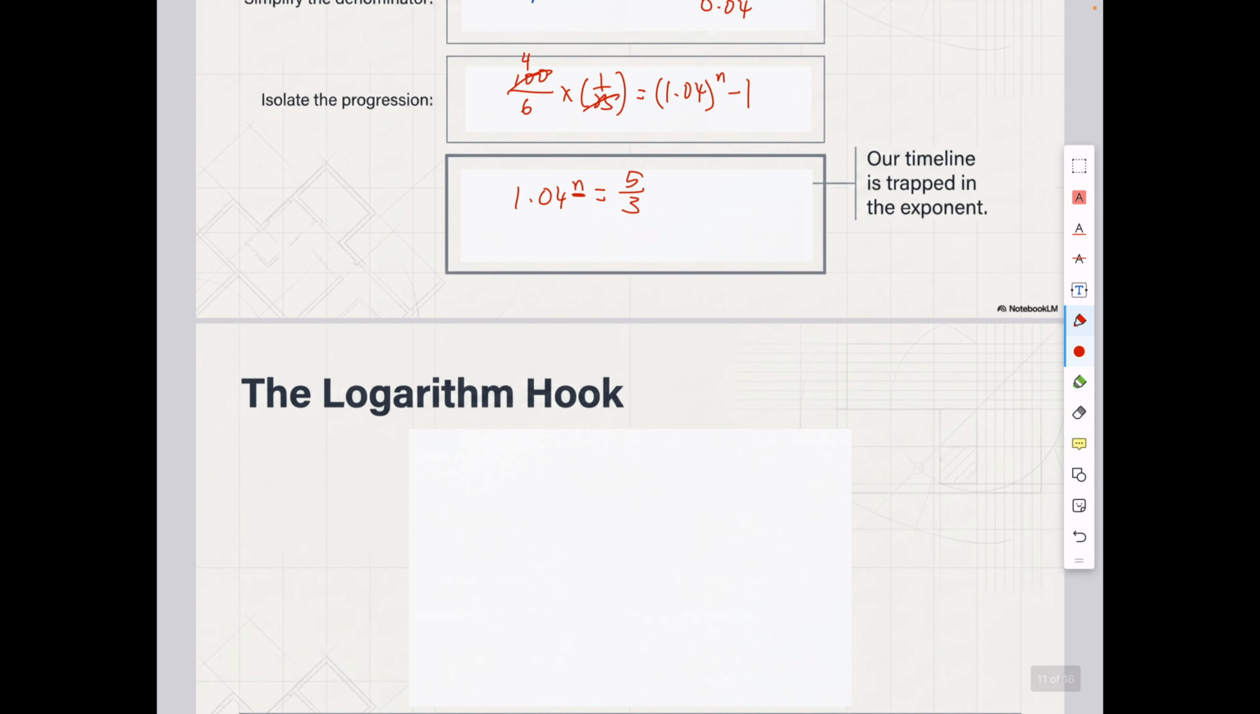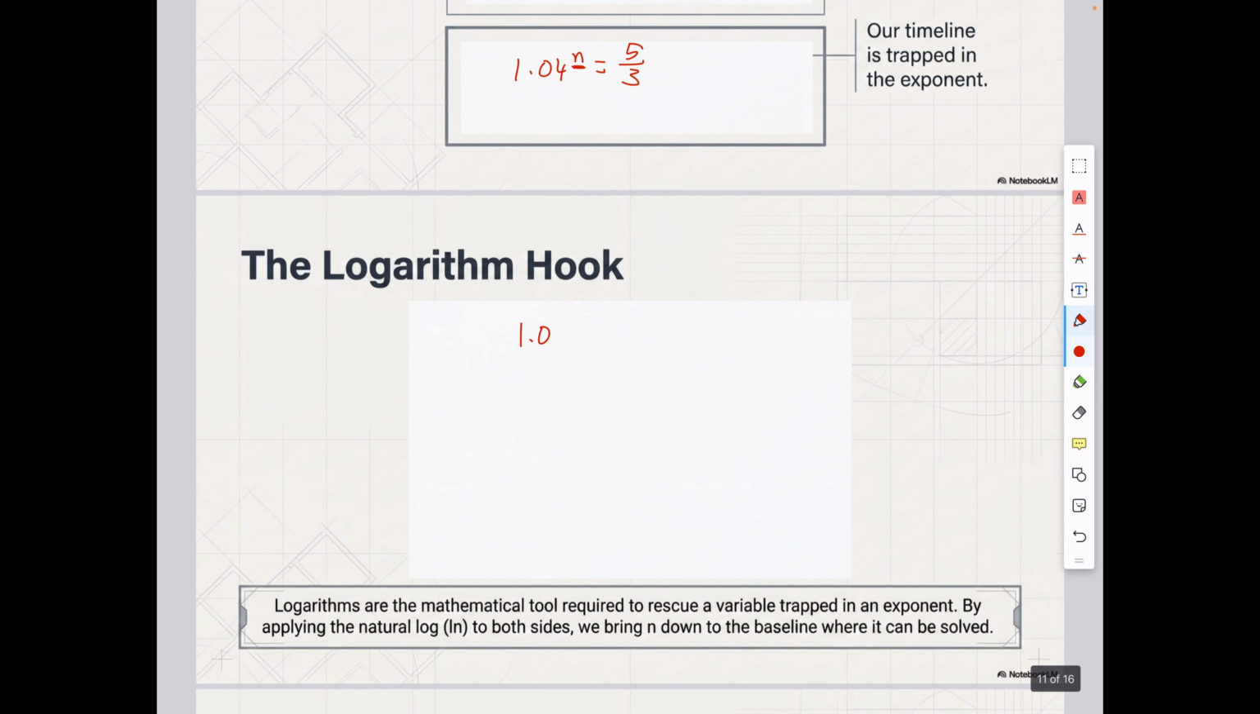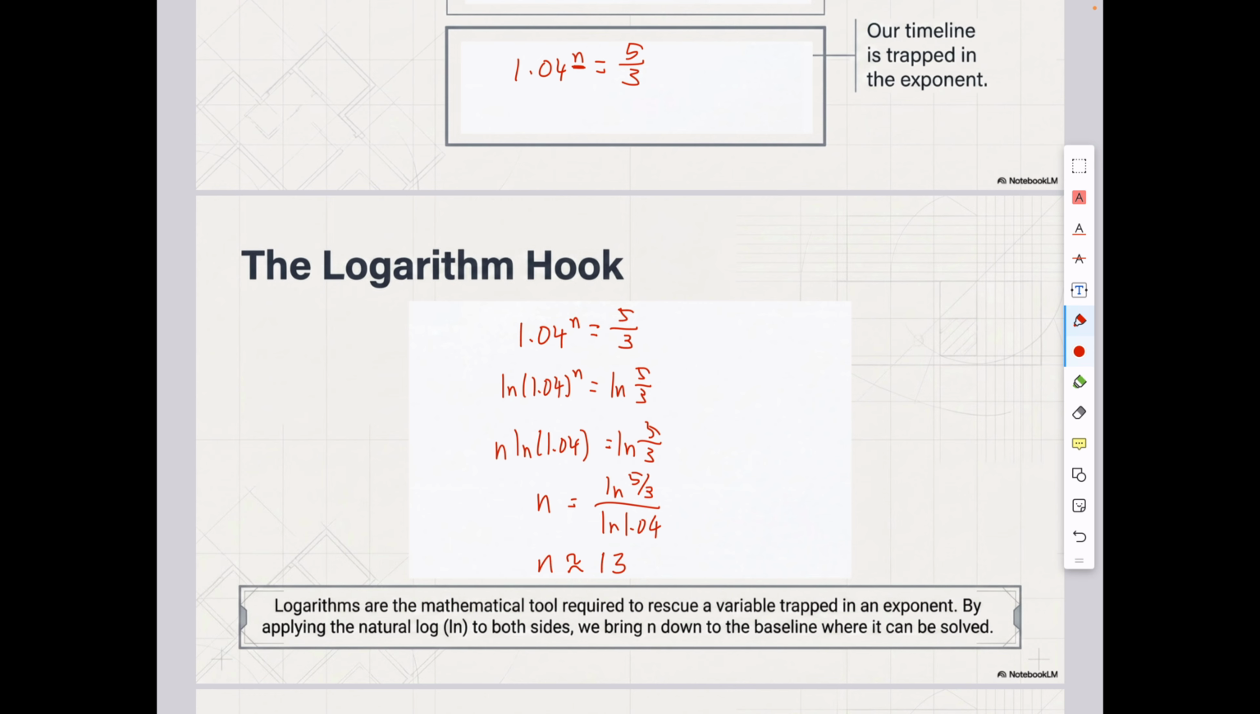That's where natural log comes in. So natural log, or you can use ln, up to you. What you do is use the law of indices. I will get ln 1.04 power n equals ln 5/3, and n ln 1.04 equals ln 5/3. So n equals ln 5/3 over ln 1.04. So this value works out to be approximately 13.